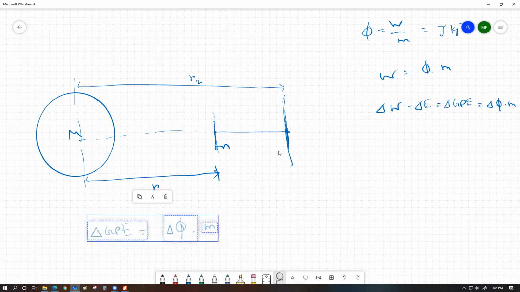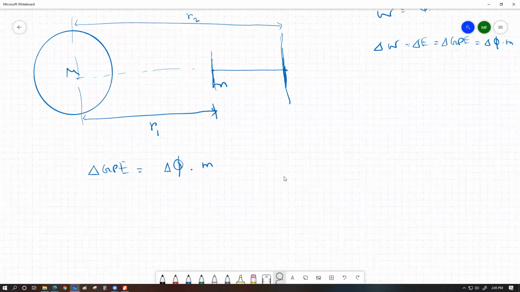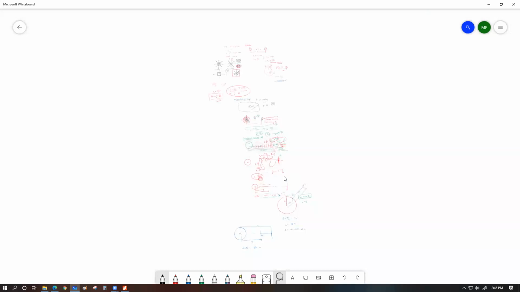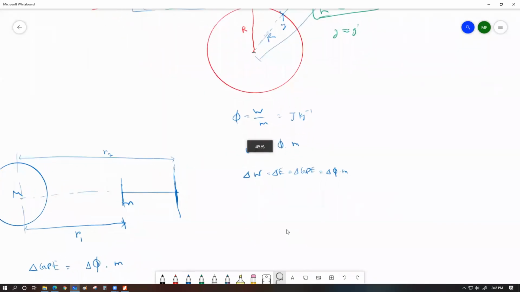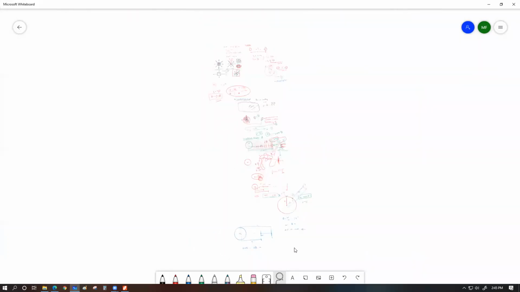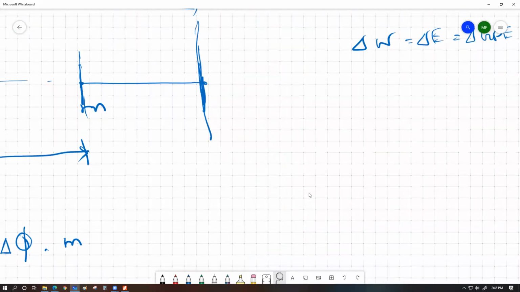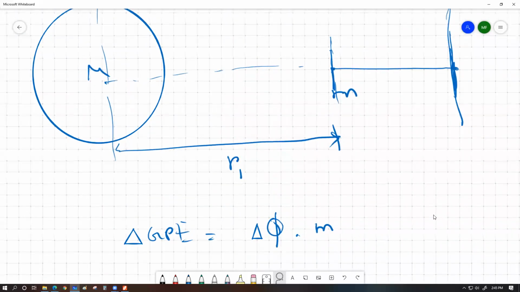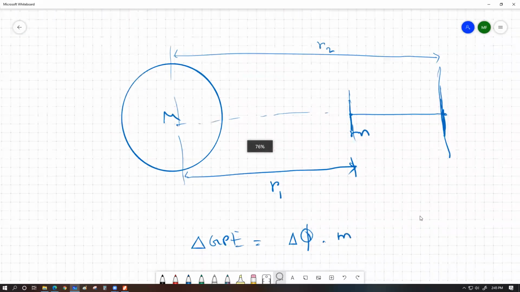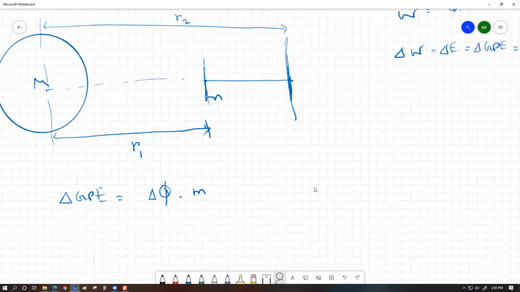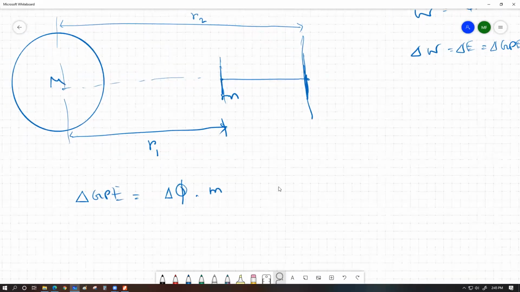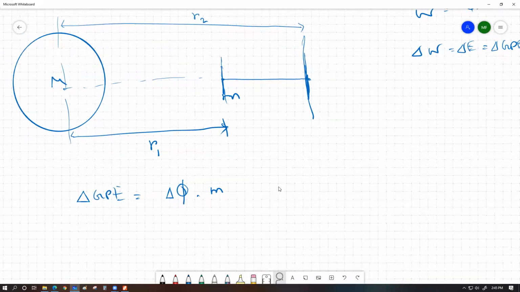Okay, so this can be written as, done. So the change of potential can be written as final potential minus initial potential.